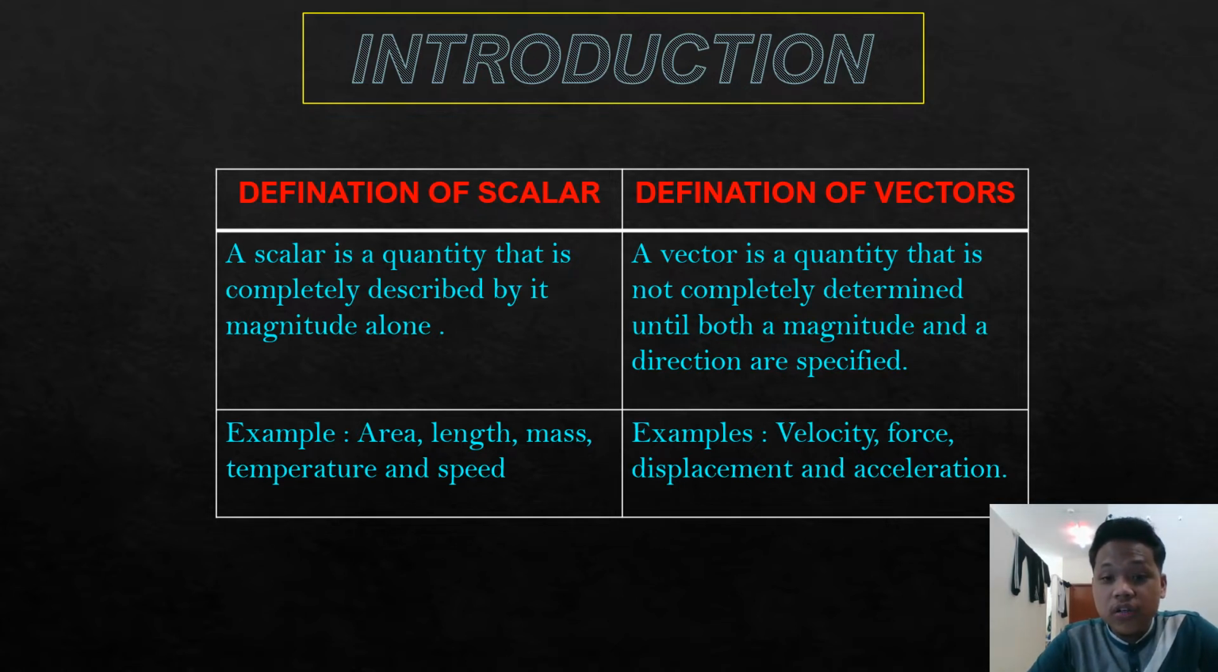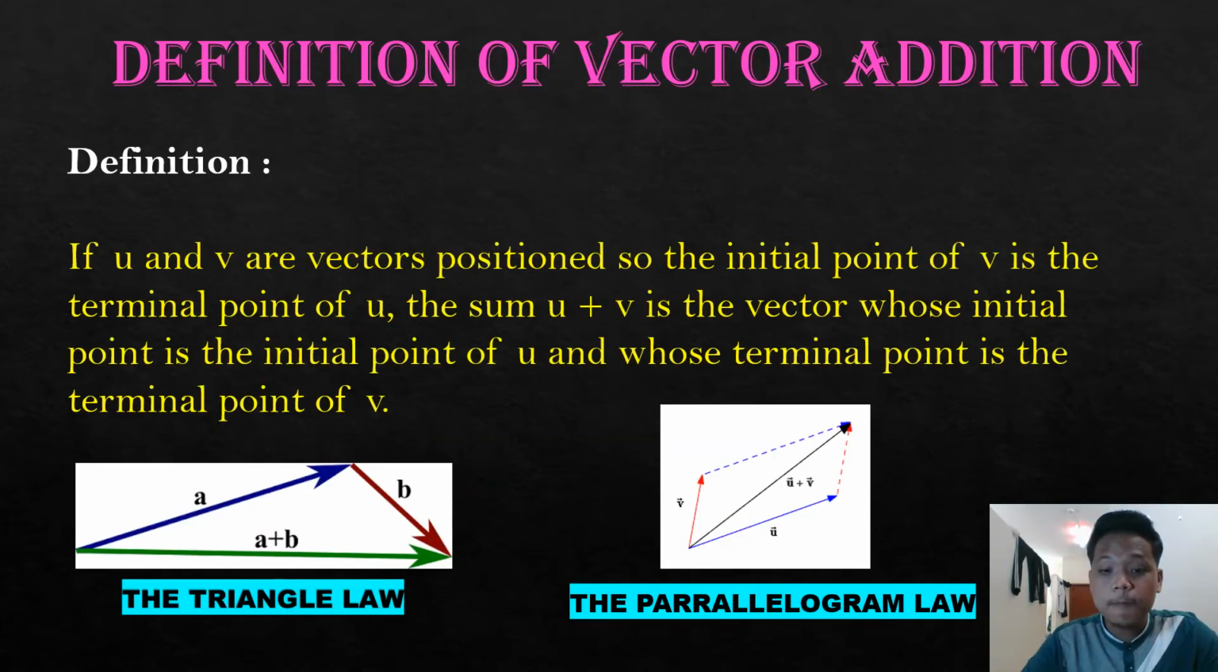After that, definition of vector. A vector is a quantity that is not completely determined until both a magnitude and a direction are specified. For example, velocity, force, displacement, and acceleration.